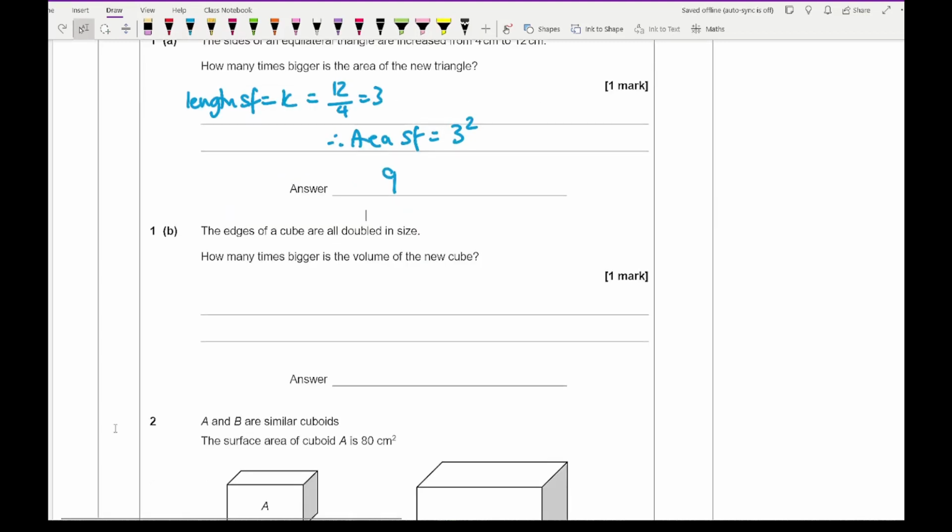It then says for B, the edges of a cube are all doubled in size. How much bigger is the volume of the new shape? So here, if the length scale factor is 2, because obviously 2 represents k, the volume scale factor is k cubed, so that's going to be 2 cubed, which is 8.